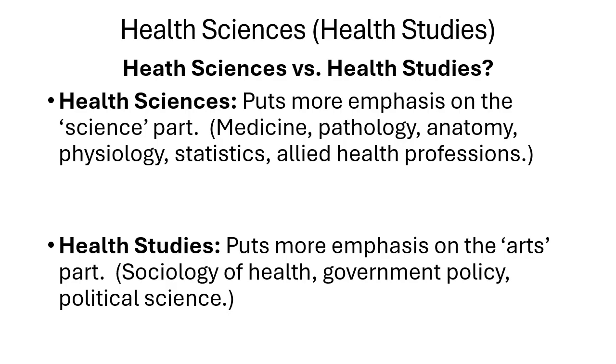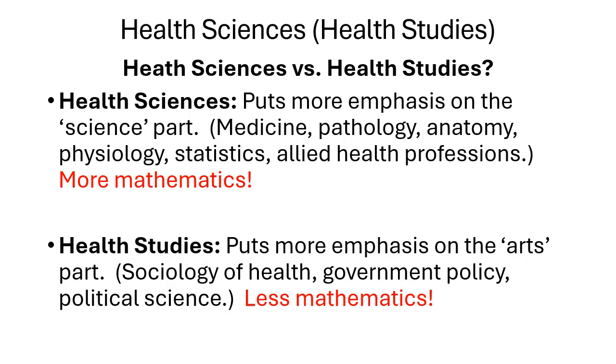The health sciences care more about microorganisms, viruses versus bacteria. The health sciences care more about mathematical equations and statistics and plotting graphs. The health studies cares more about the impact of the way our society is built on health. In short, health sciences has more math, health studies has less mathematics. Other than that, it's sort of the same.